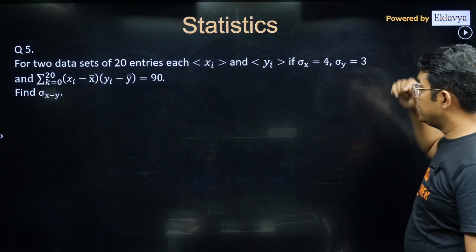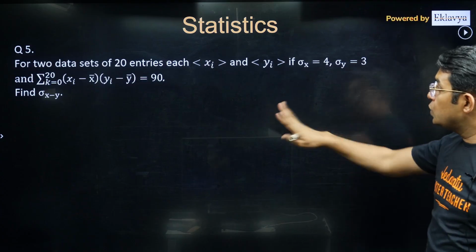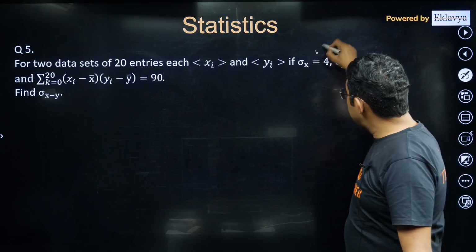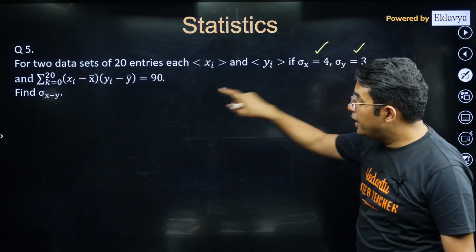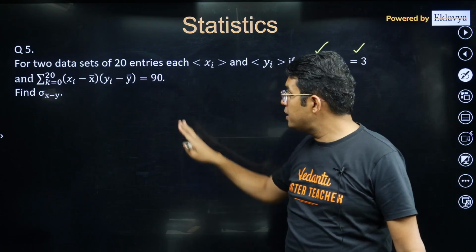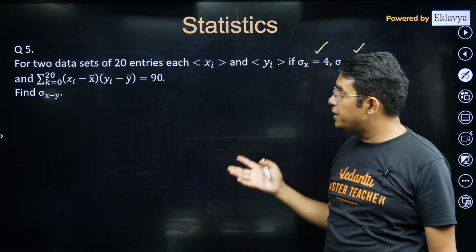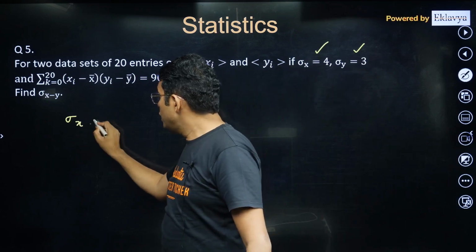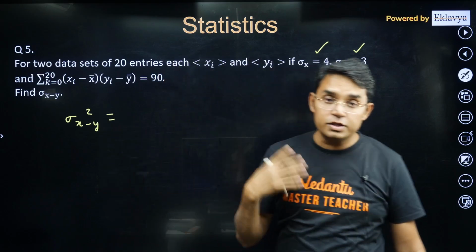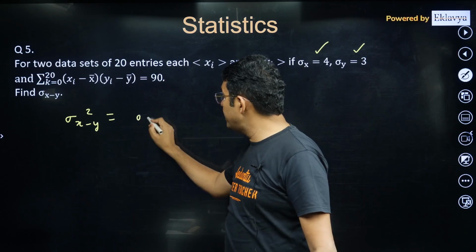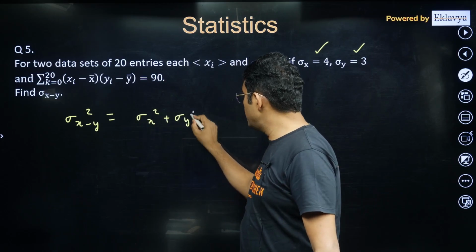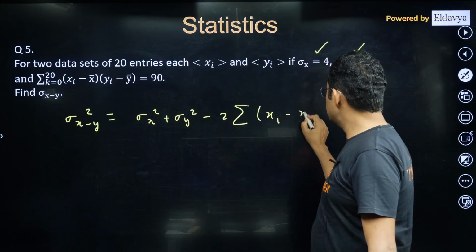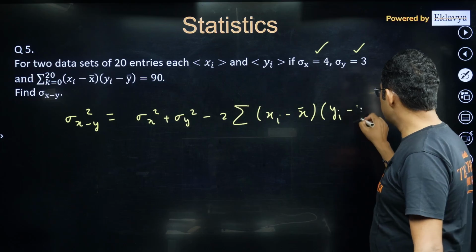Now one more question, and let me try to do a little better this time. Two data sets with 20 entries each. One is X, one is Y. The standard deviation here is 4, the standard deviation here is 3, and you are given summation of xi minus x bar into yi minus y bar is equal to 90. Then they are asking the variance of x minus y. I think you remember the formula, or if you don't remember, just understand the concept of how it is coming. It will be equal to sigma x square plus sigma y square minus 2 times summation of xi minus x bar into yi minus y bar.